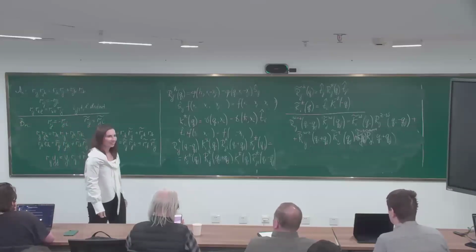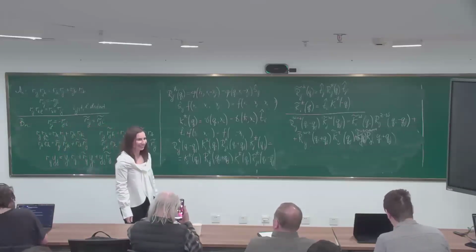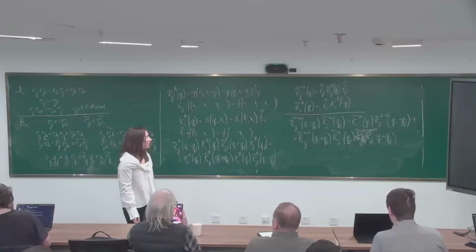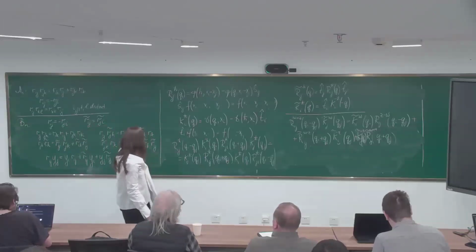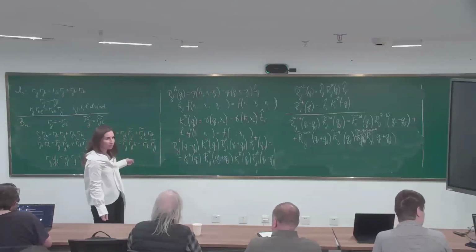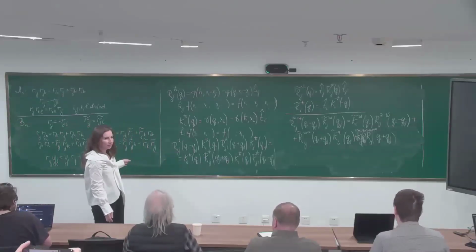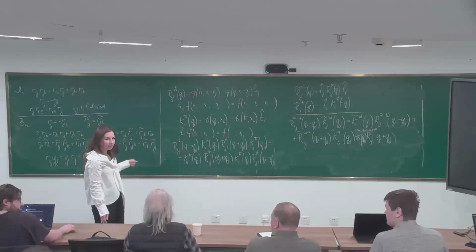Can I ask a very impolite question? What is the main result? The main result is the generalization of this associative Yang-Baxter equation. Sorry, say it again. What is the main result?